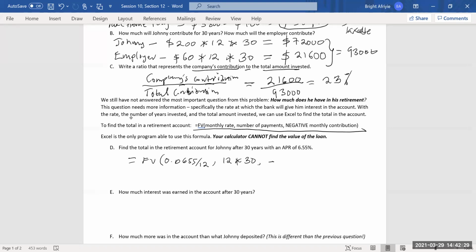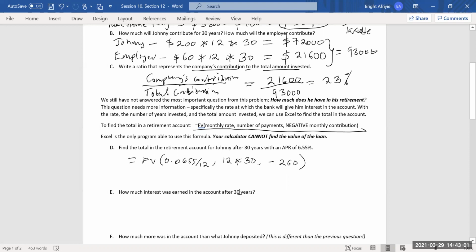We want to know altogether how much will go into his account. So you realize Johnny is contributing 200, his company is contributing $60. So altogether we will have 260 right there, and that is how much goes into the retirement account. So if you do this FV function in Excel, that should give you the total amount at the end of the retirement period. So find the total in the retirement account for Johnny after 30 years.